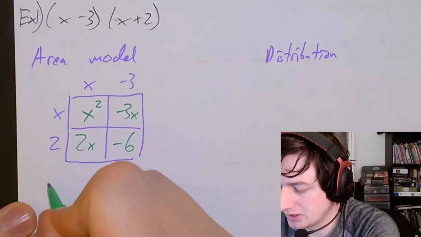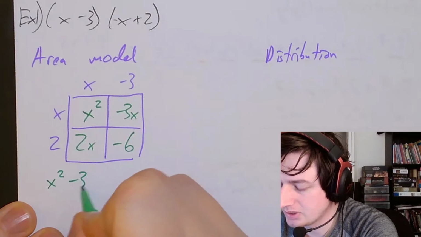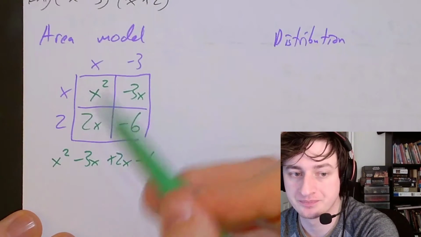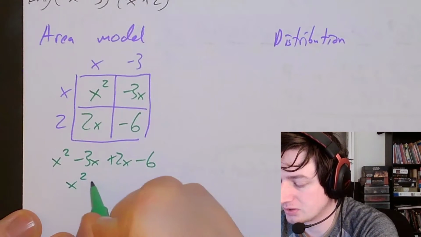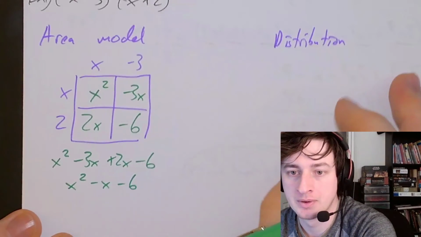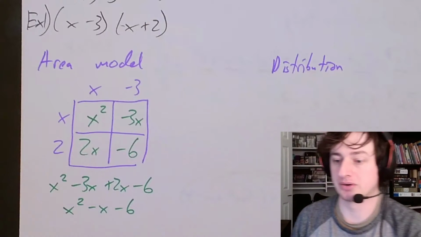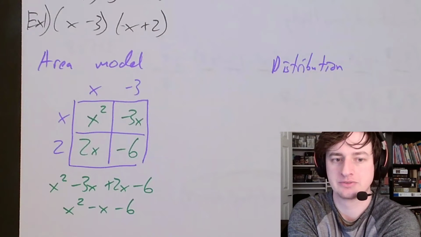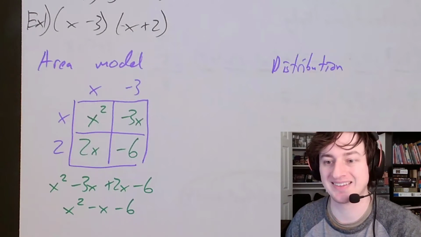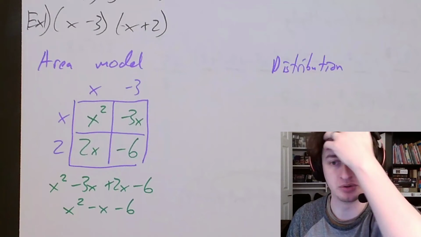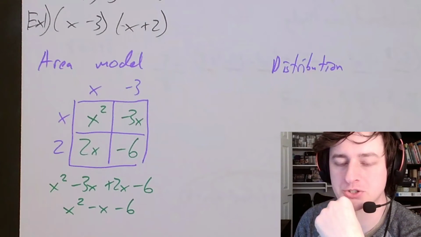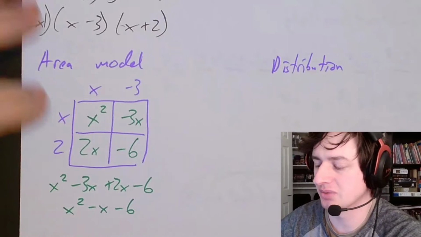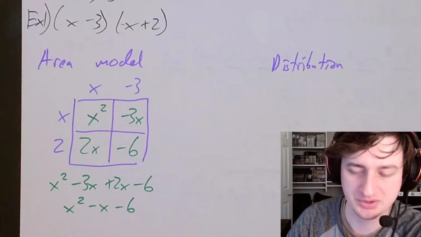Okay, so then we get x squared minus 3x plus 2x minus 6. All the things in the box get added together, which is really just x squared minus x minus 6. So that would be the area model, where we use the box to multiply. We multiply the sides to find the area of the box, which tells us the values for the multiplication. Now, what we're going to do for bigger polynomials is we're just going to make bigger boxes.